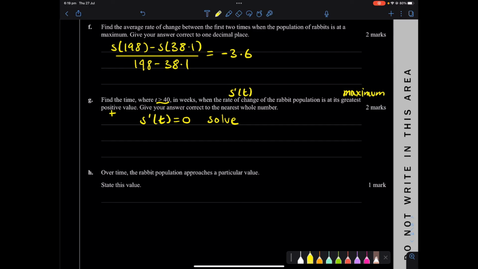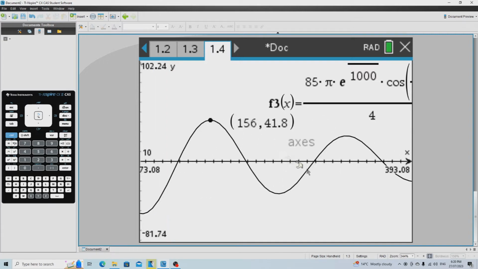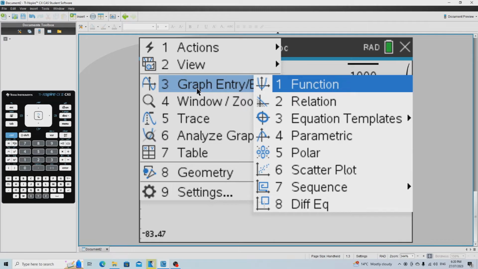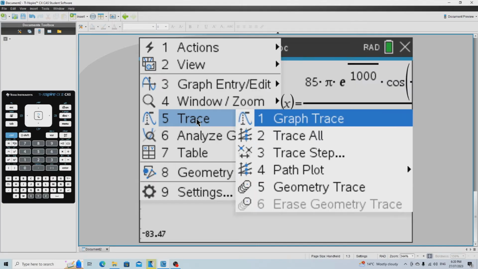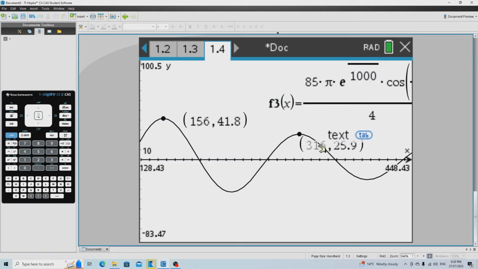Give your answer correct to the nearest whole number. It should be t equals 156, but it's saying give it to the nearest whole number. This is where they're trying to trick me. The answer may be wrong, but they're saying nearest whole number, and this is already a whole number, so they must mean that I got it wrong here. So maximum, maybe this is the point.